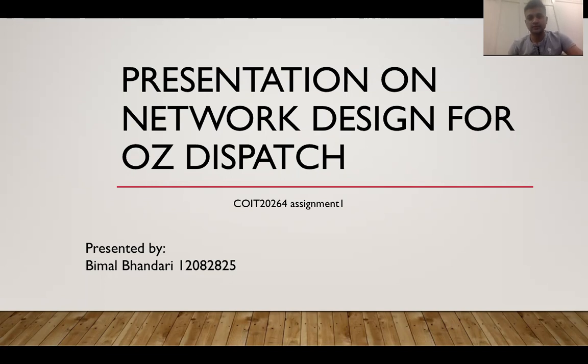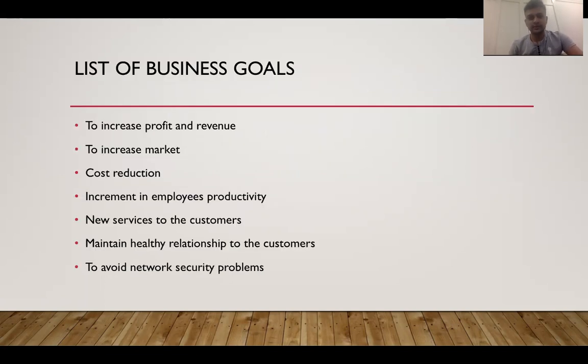Starting with the list of business goals. The ultimate goal of our business is to increase profit and generate revenue, to explore new markets, to reduce the cost, obviously to increase the productivity of employees, giving new services to the customers, and maintain a healthy relationship between customers and the organization, and to avoid network security problems.